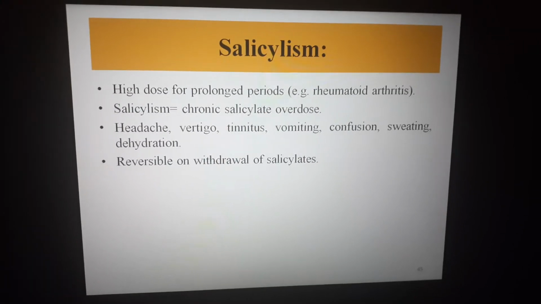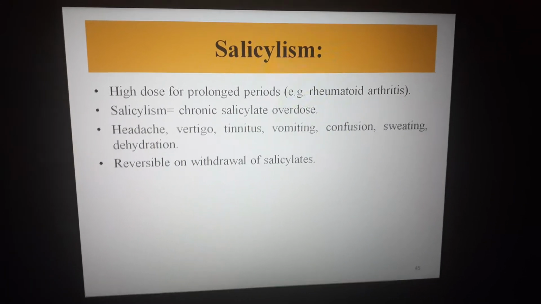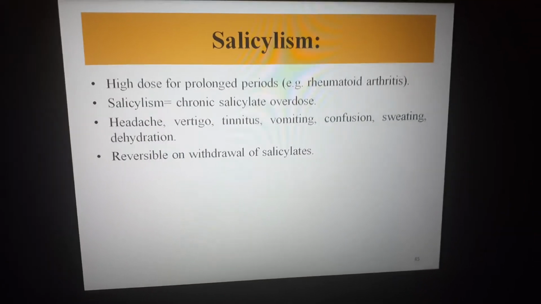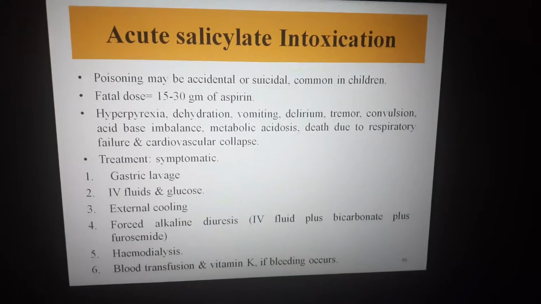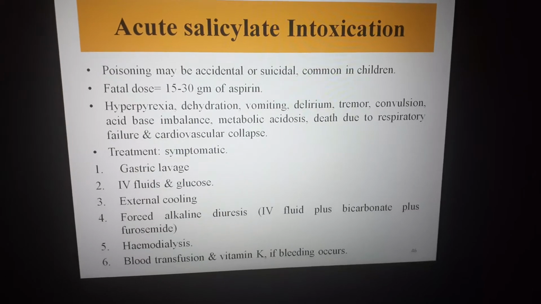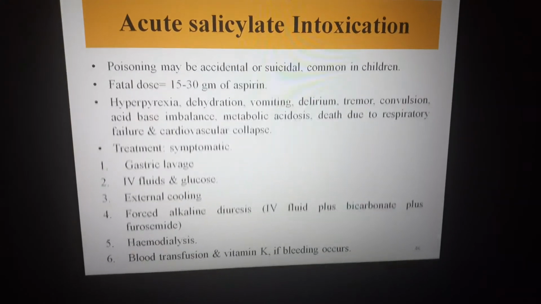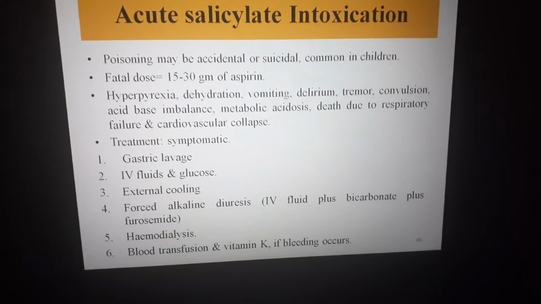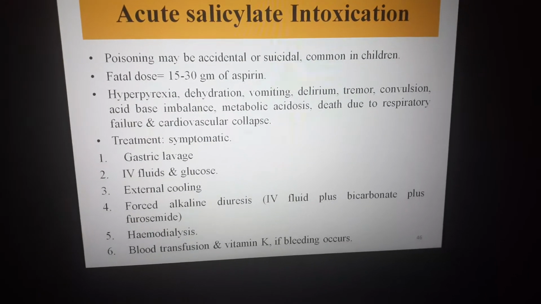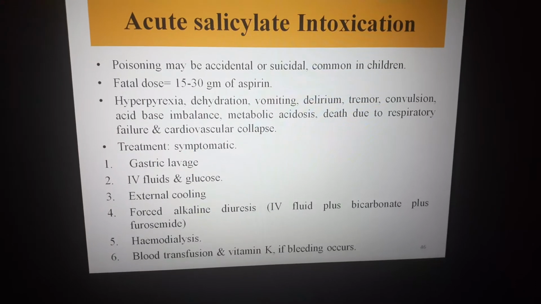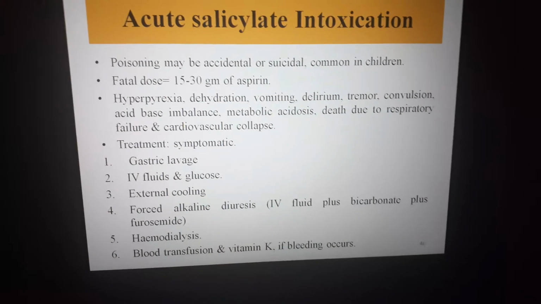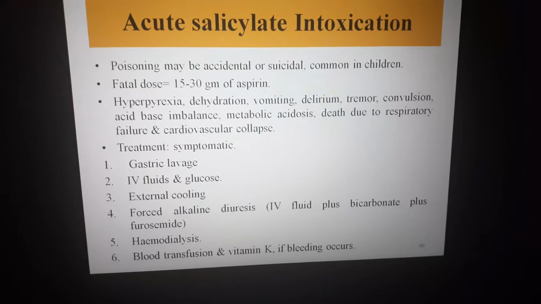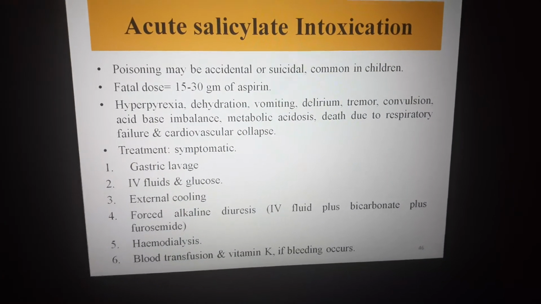High dose for prolonged period, aspirin can cause salicylism or chronic salicylate overdose, but it is reversible on withdrawal of these drugs. While acute intoxication can be fatal at the consumption of 15 to 30 grams of aspirin, and poisoning can be accidental or suicidal. The treatment includes gastric lavage, IV fluids, glucose, external cooling, forced alkaline diuresis, hemodialysis in severe cases, blood transfusion, and vitamin K if bleeding occurs.